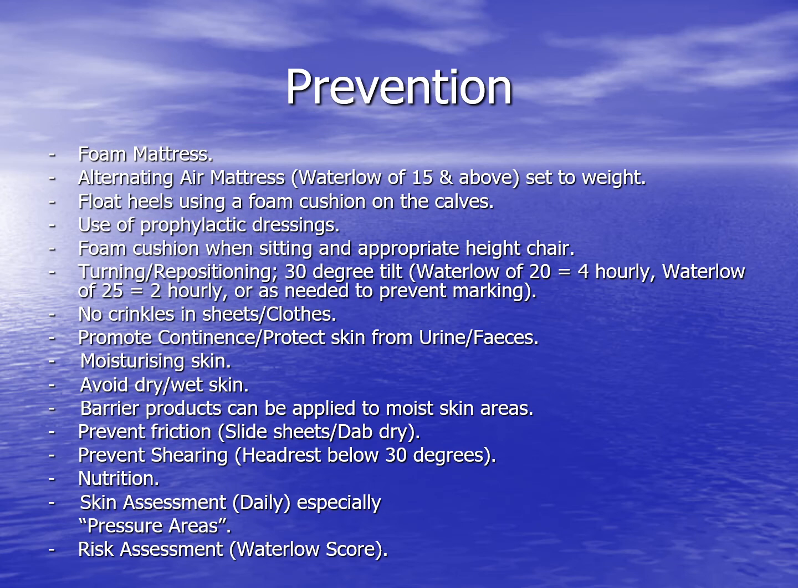And then we would say that this is our own sort of experience. We'd say if their Waterlow score is 15 and above, an alternating air mattress should be in place, and that should be set to their weight. You should check that it's working every time you care for them. Report any faults to the maintenance staff, or try and fix them yourself if you're competent. Ensure it's not set on static, only for the moving and handling intervention, and then put it back to alternating.